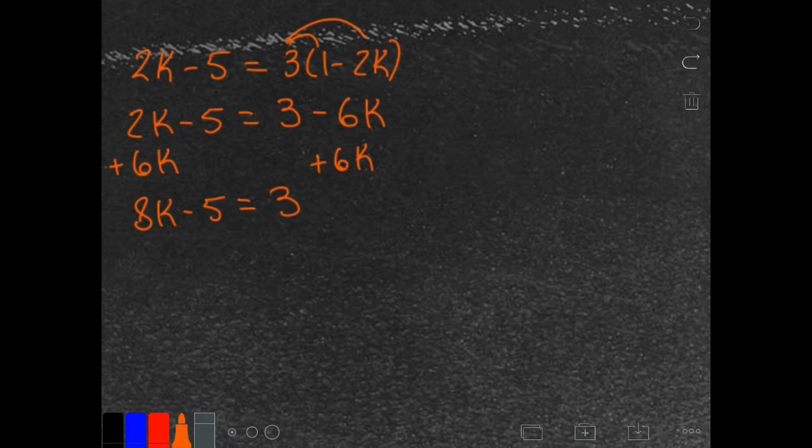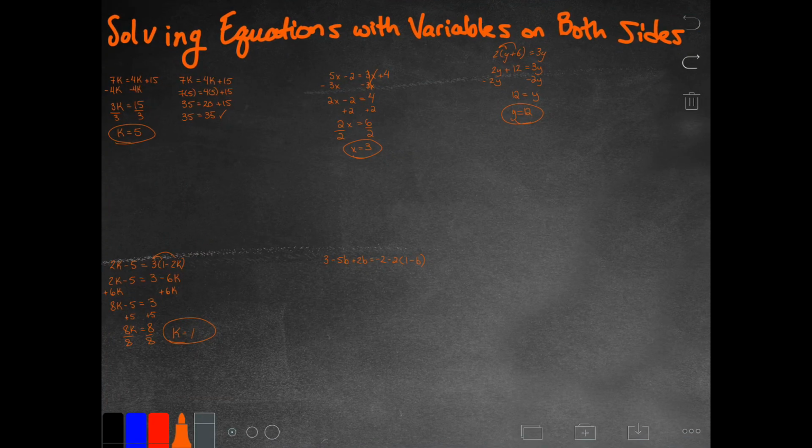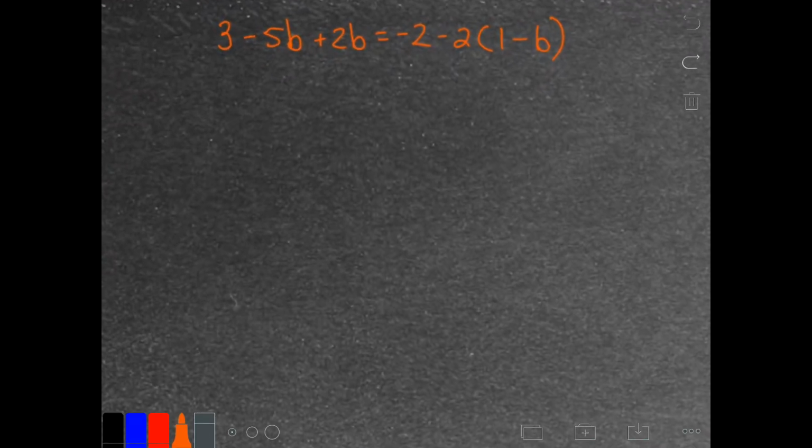I'm going to look back to the left now. How do I get rid of that minus 5? Well, I'm going to do plus 5 to both sides. 8k equals, well, 3 plus 5 is 8. Let's divide both sides by 8, and 8 divided by 8 is 1. So k equals 1. Circle it up.